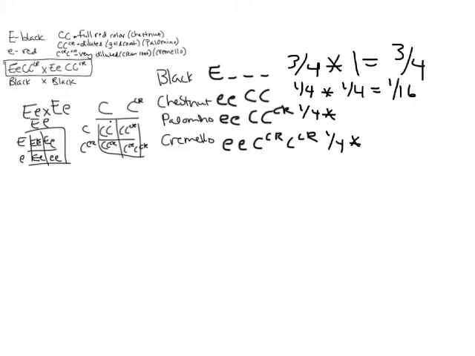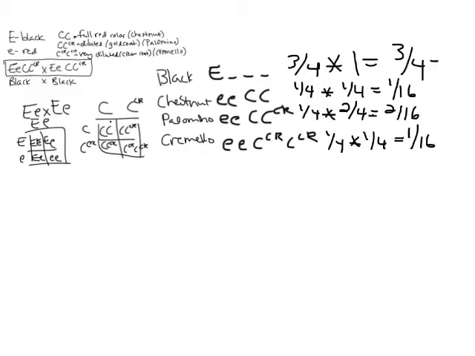Probability of having a heterozygous for the CCRs, that's going to be 2 out of 4 boxes, or 1/2, 2/16, 1/8. And then the probability of having CRCR is 1/4, so that's 1/16. So we want to add this up, actually.